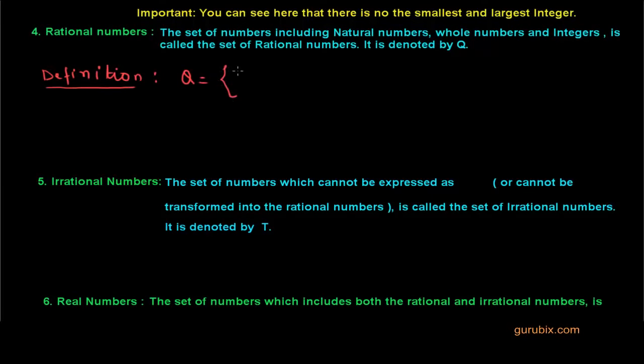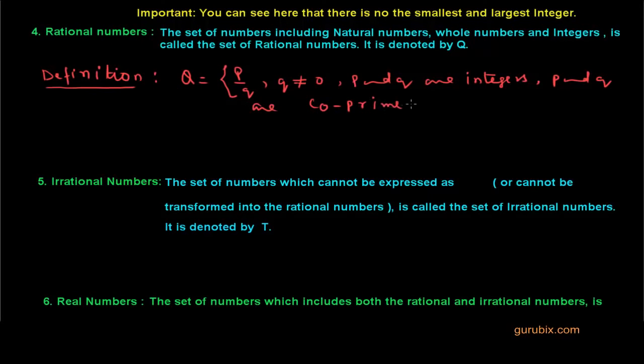all the numbers which are in the form of p by q, where q is not equal to 0, and p and q are integers. And there is another important property here, that p and q are co-prime numbers. I have told you about co-prime numbers in another video. You are requested to learn them.